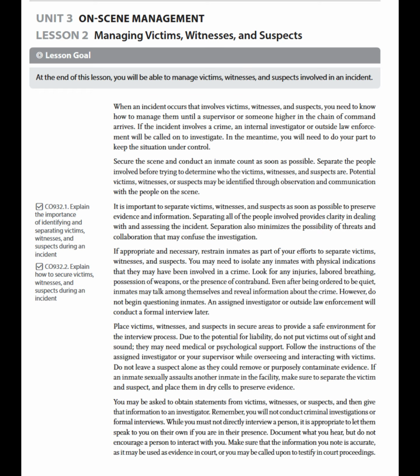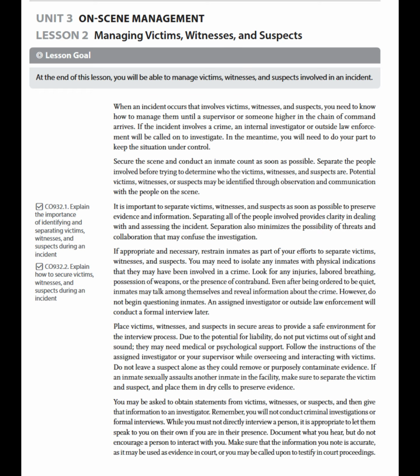Place victims, witnesses, and suspects in secure areas to provide a safe environment for the interview process. Due to the potential for liability, do not put victims out of sight and sound. They may need medical or psychological support. Follow the instructions of the assigned investigator or your supervisor while overseeing and interacting with victims. Do not leave a suspect alone, as they could remove or purposely contaminate evidence.